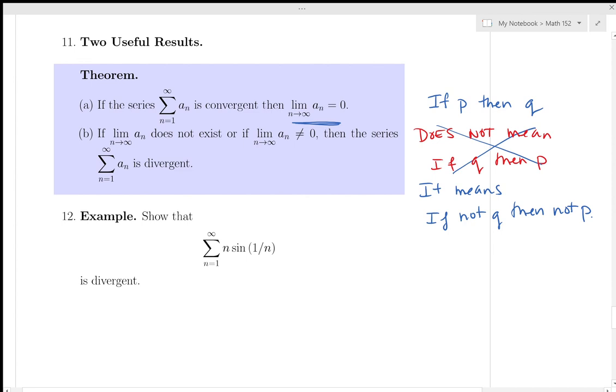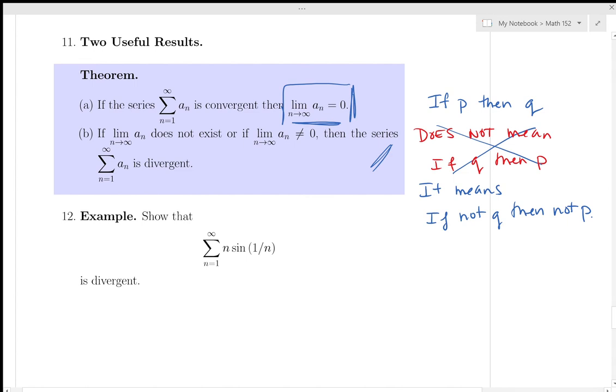Okay, so caution. We don't want to do that. Think about this. This is a logical statement, and you want to have that clear in your mind. Okay, so we can take a look at this, and if it's not zero, then we conclude that it's not convergent, i.e. divergent. Okay, and that's the statement here. If the limit doesn't exist or it's not zero, then this is divergent.